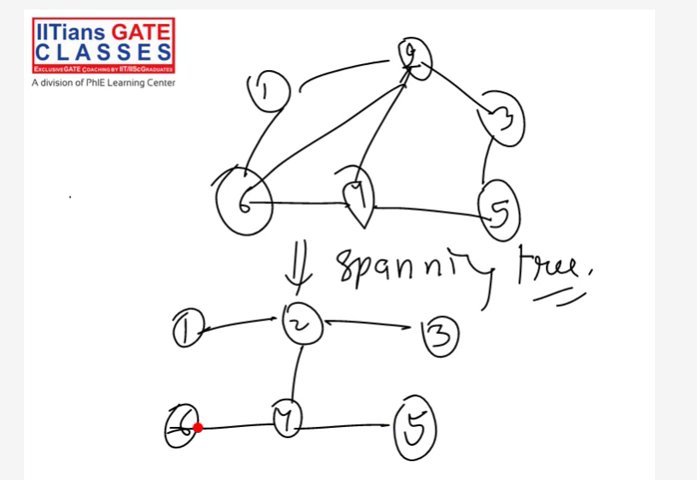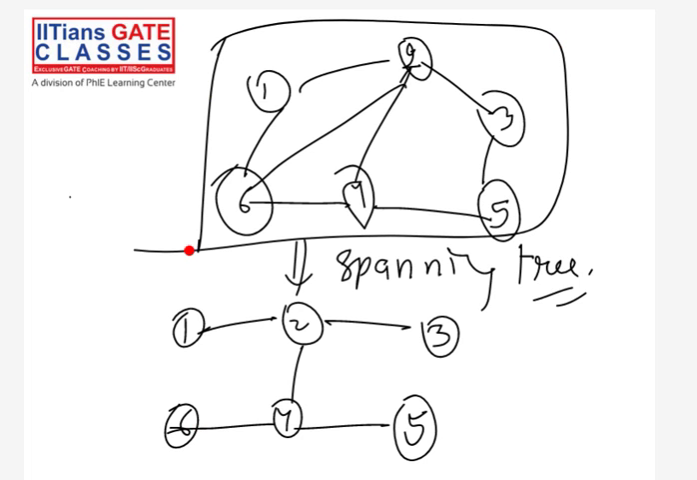So those n minus 1 edges are to be taken from the edges of the original graph, okay? That is why we are saying that this is a subgraph of the original graph. That means the edges which are present in the subgraph should, of course, be present in the original graph, okay? So this is what is known as a spanning tree.